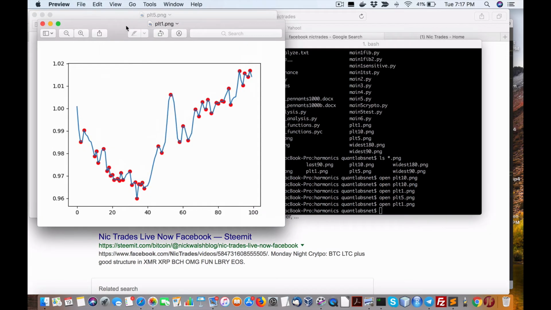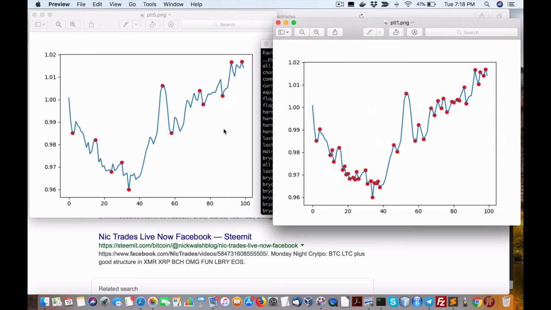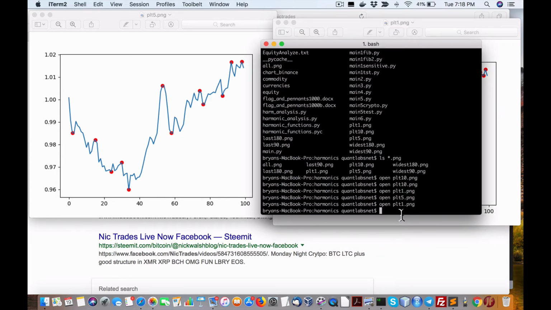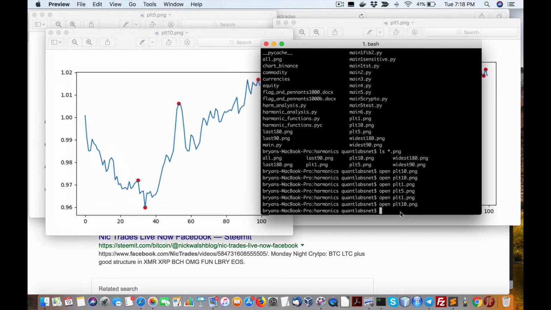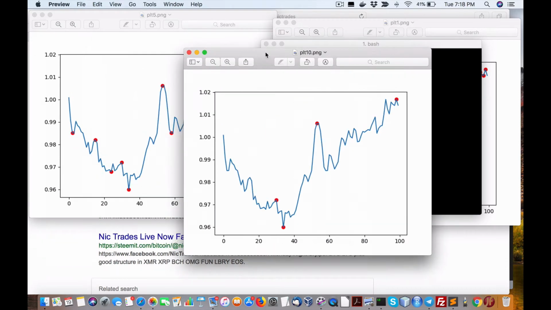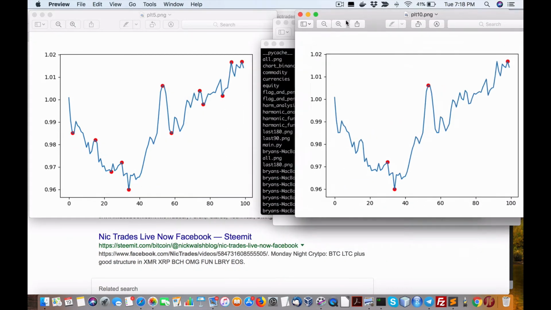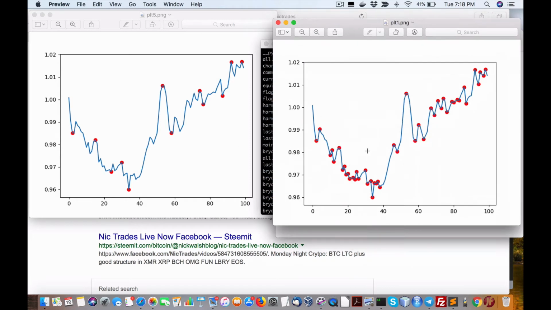You can see here the difference between a 5. It's not as sensitive. It's halfway between the 1 and the 10. So even if I pull up the 10, you'll see the radical difference, here's the 5 and the 10. And then, as I said, you even have the more sensitive between the 5 and the 1.